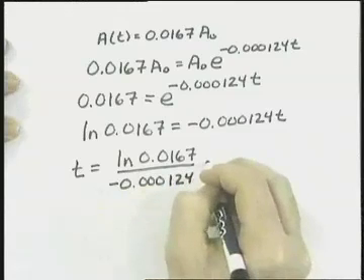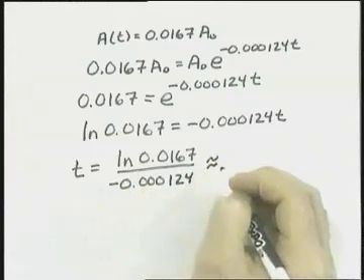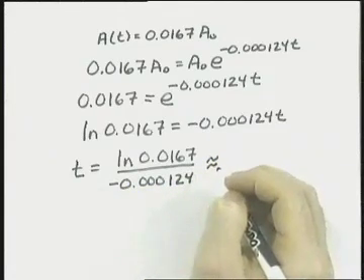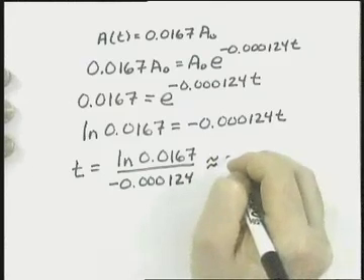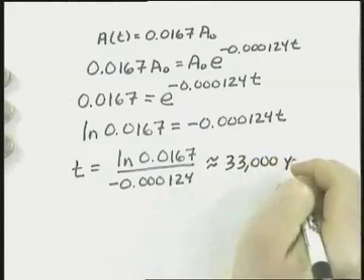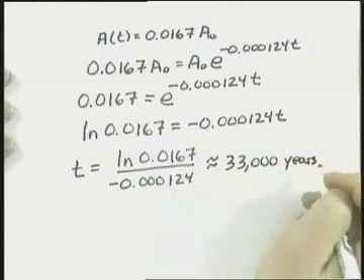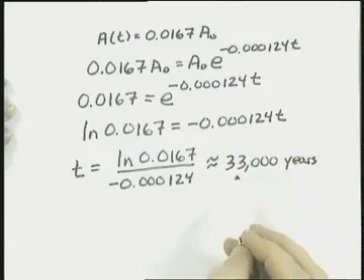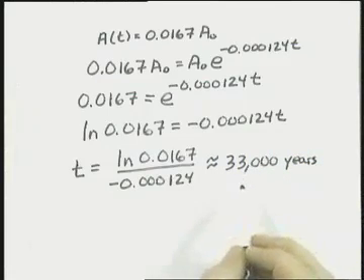If we evaluate this expression on our calculator, we get that t is about equal to 33,000, and that's in years. So we would say that the tree was cut and burned about 33,000 years ago.